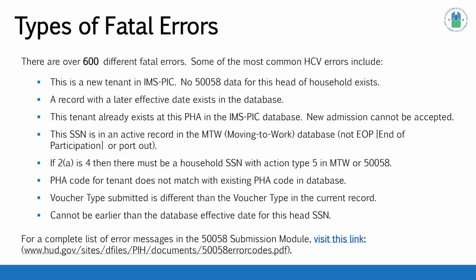There are over 600 types of fatal errors. You can visit the link at the bottom of this slide to review the full list of fatal errors and instructions on how to correct the errors. Here is a listing of the most common types of fatal errors. Depending on the program type, some errors may overlap. You can also review videos and handouts on common PIC errors and instructions on how to repair them by checking the materials available on the HUD Exchange. Please note that all links referenced in this training are available in the video description and on HUD Exchange.